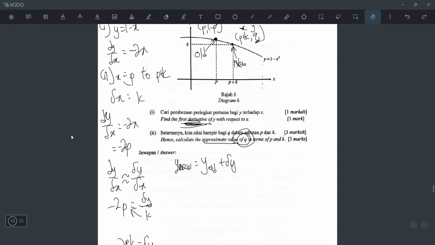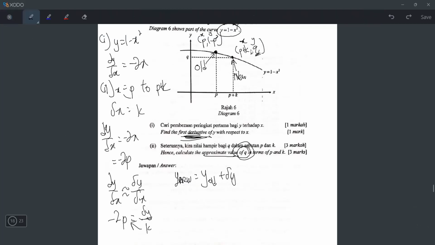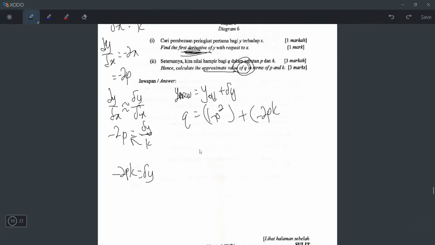That's the step. So what do you have to do to find the new value of y? The new value of y is q. So q will be equal to the old value of y. What's the old value of y? 1 minus p squared, because this is the old value of y, plus delta y, which I found already, negative 2pk. I found it just now. So now the answer will be q equals 1 minus p squared minus 2pk.